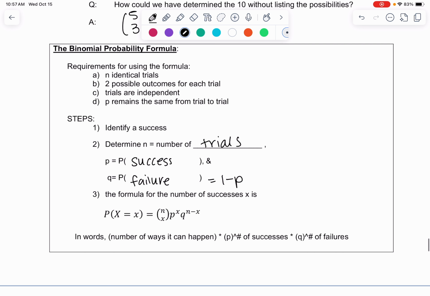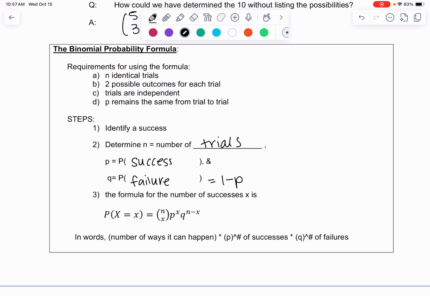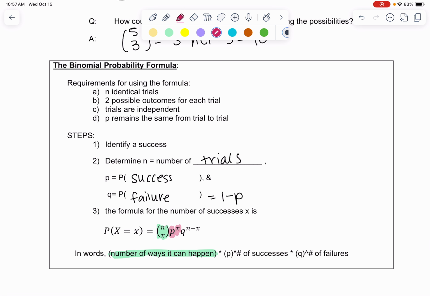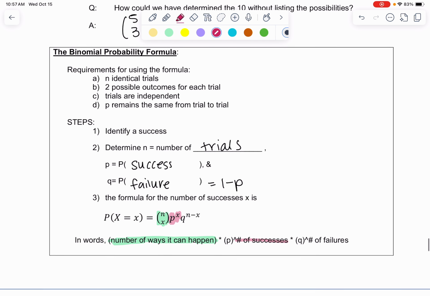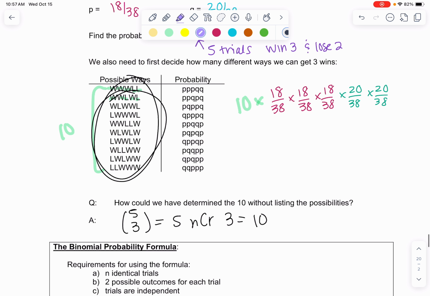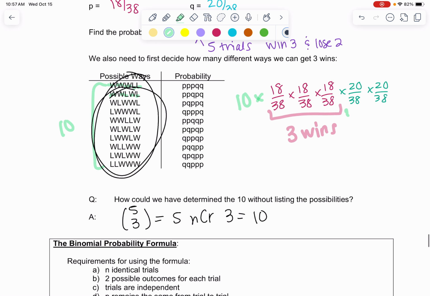And then we get this kind of scary looking formula. So the n choose x. As scary as it looks, it's just measuring the number of ways something can happen. p to the power kind of looks scary, but I just remember that the power will be the number of successes. And then q has kind of a scary looking power, and q will just be the number of failures. So we'll see this in an example. If you look above, right, we have 3 wins, so that would have a power of 3. And we have 2 losses, so that would have a power of 2 when we do the formula.